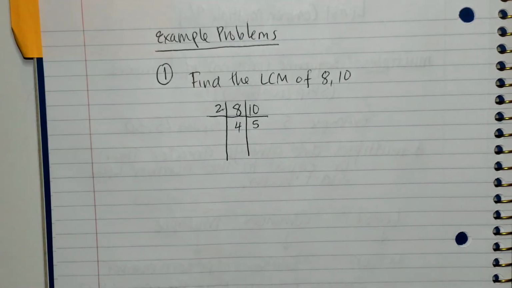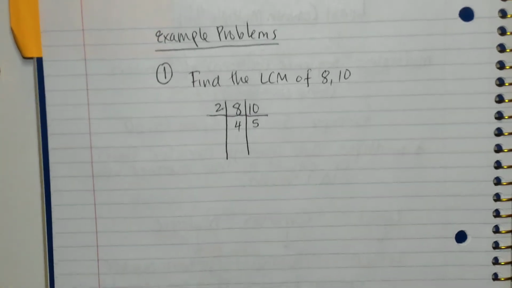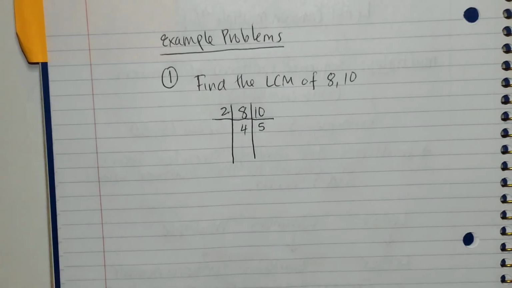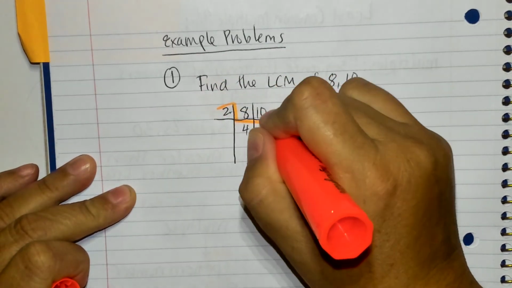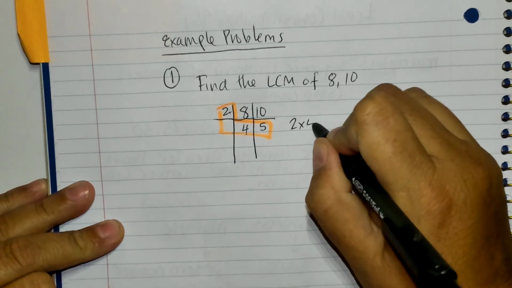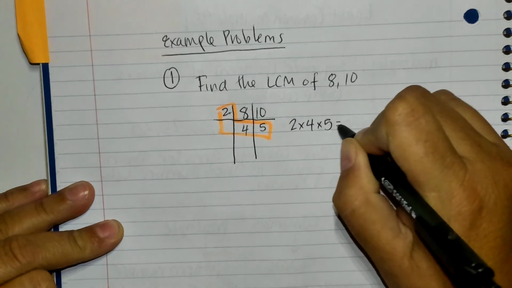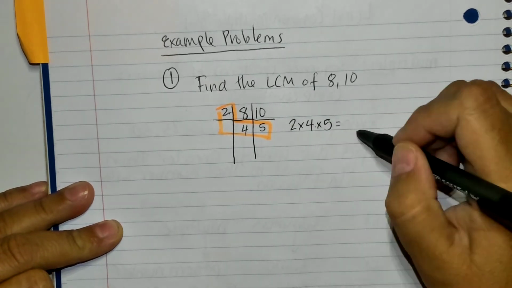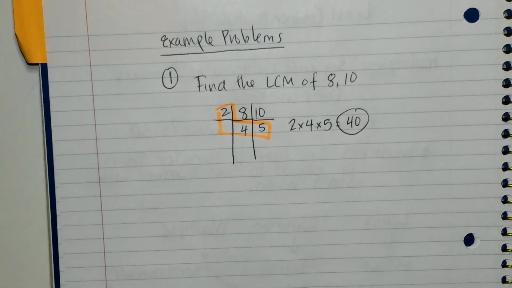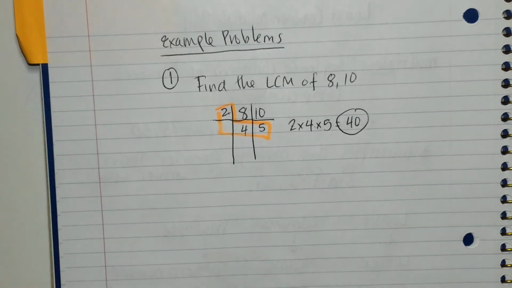Now, here is the thing about, nope, actually there's no prime number that goes into both of those. So we're done. We make our L. We multiply 2 times 4 times 5. 2 times 4 is 8. 8 times 5 is 40. So the LCM of 8 and 10 is 40.